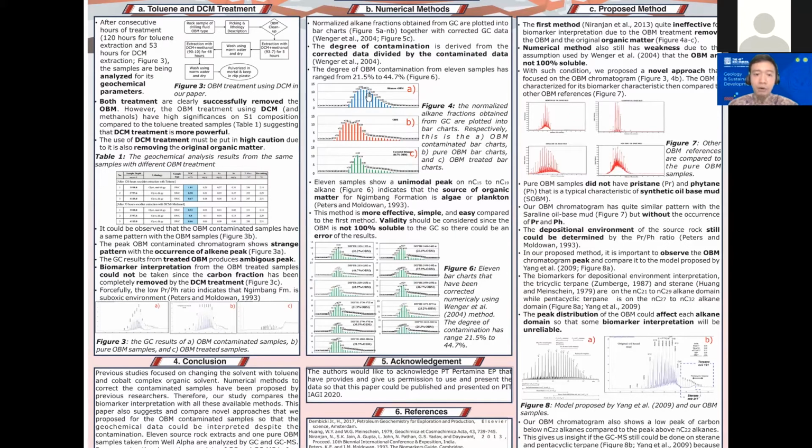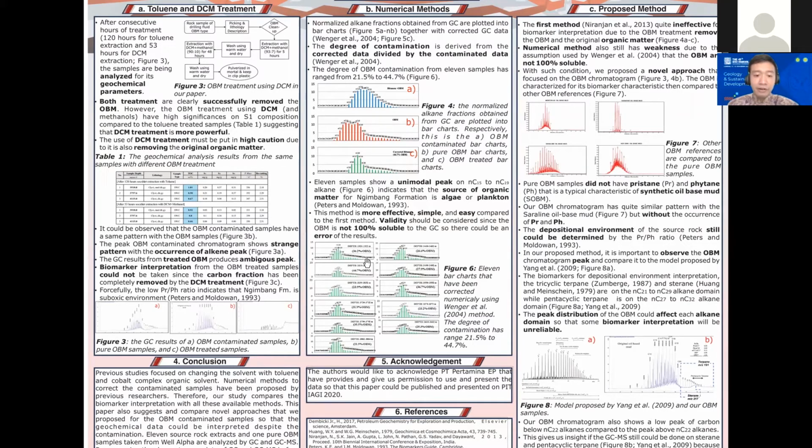How about correcting the OBM? The correction of OBM is just subtracting the OBM from the bitumen plus OBM, and we will get the corrected bitumen. The degree of OBM contamination, however, from the 11 samples that are analyzed, ranges from 21% to 44%.